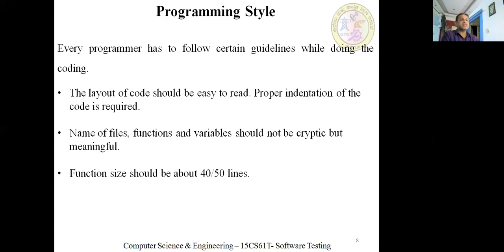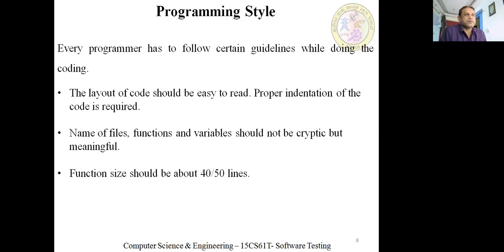And the function size should be about 40 to 50 lines, not beyond that. So 40 to 50 lines is sufficient for one function. On an average, 4 to 5 lines extra is okay, but the size of the function should not be 100 lines approximately, so that it is easy to understand. Everybody can easily understand that particular function. Yes, go through this.